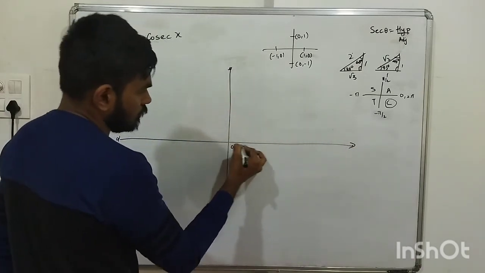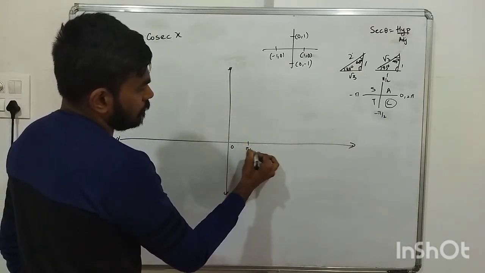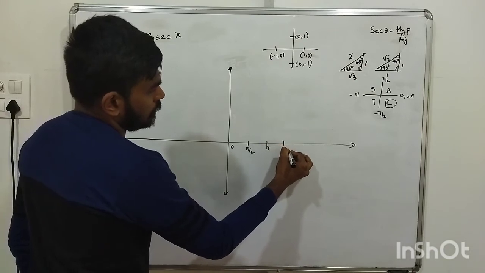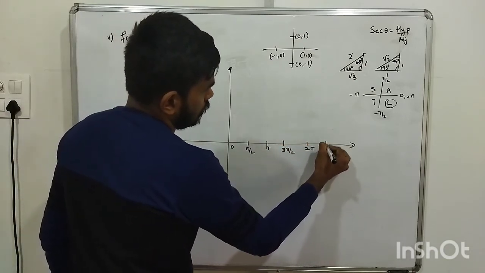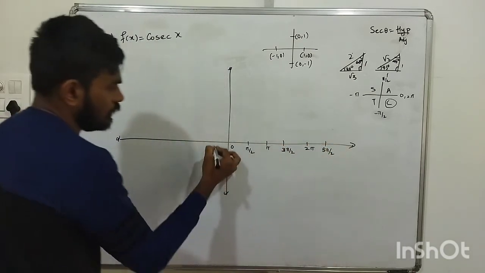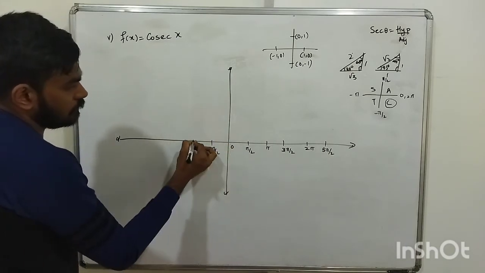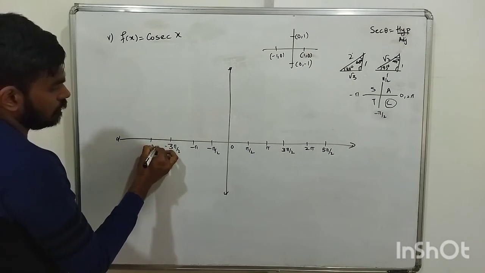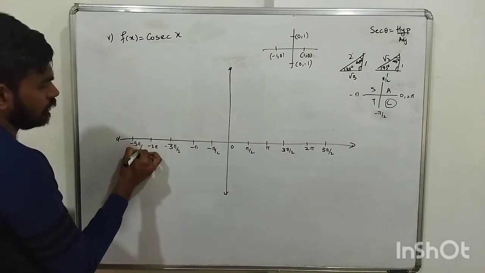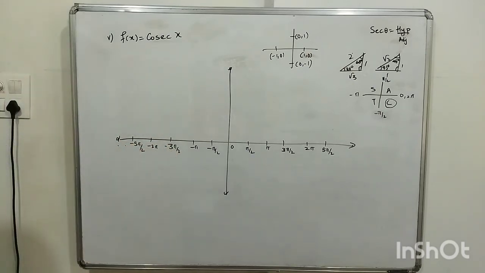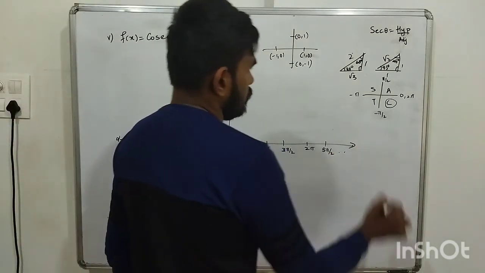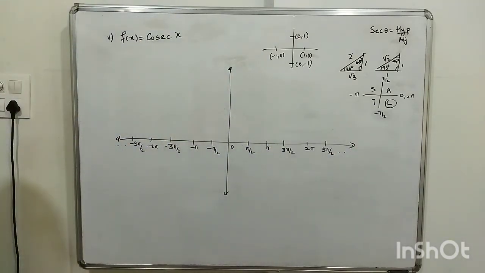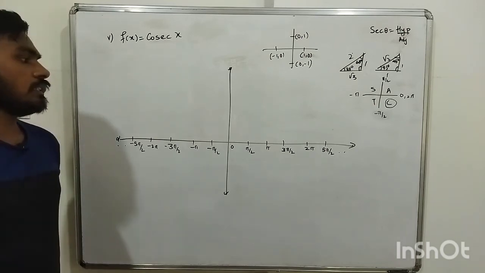Most of these graphs: 0, pi by 2, pi, 3 pi by 2, 2 pi, 5 pi by 2 and so on. And here minus pi by 2, minus pi, minus 3 pi by 2, minus 2 pi, minus 5 pi by 2 and so on. This side and this side. Okay. So next, cosec x.